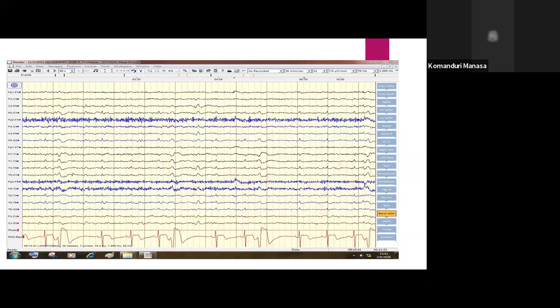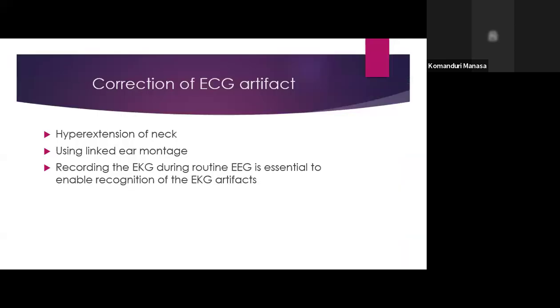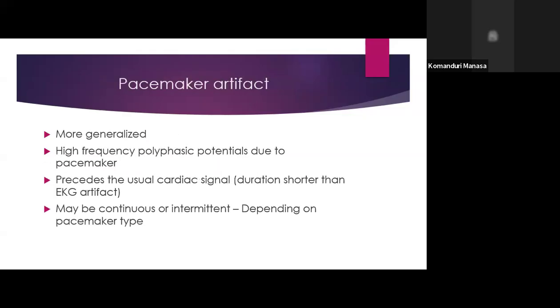So when we see it in an EEG more rhythmic, we have to look into the EKG and then correct it. Correction of the ECG artifact is by hyperextension of the neck or using the linked ear montage, which will cancel out the ECG artifact. This also works on the principle of differential amplification. Recording the EKG during routine EEG is very essential to enable recognition of the EKG artifact. So we link A1 and A2, and the ECG artifact will be seen as similar in bilateral head regions.